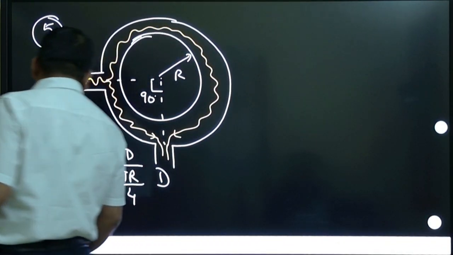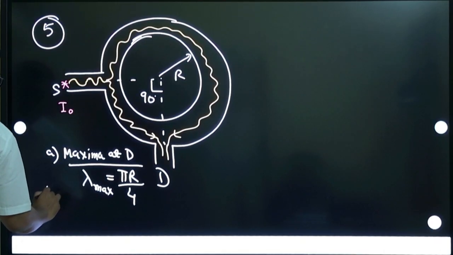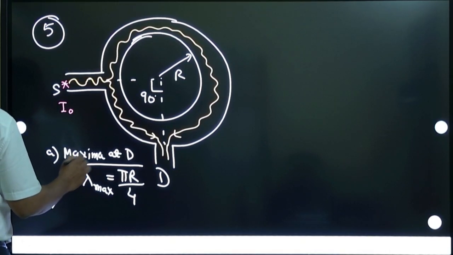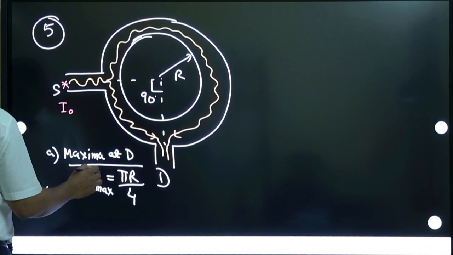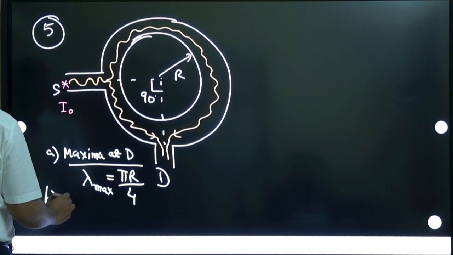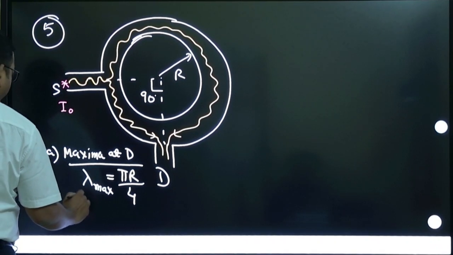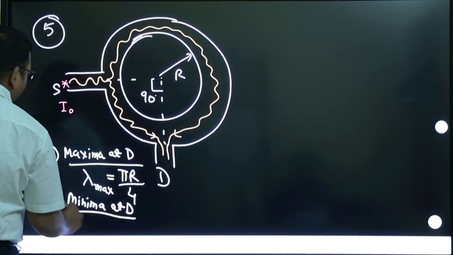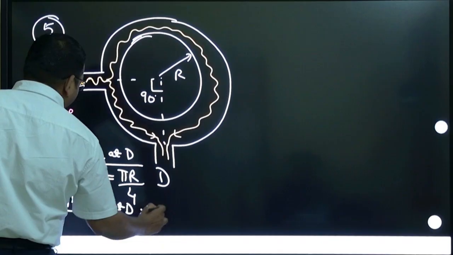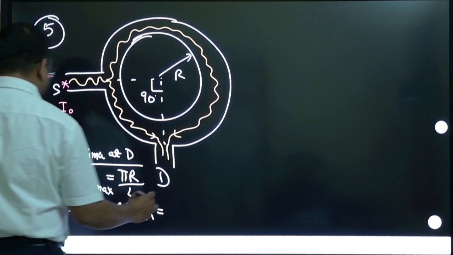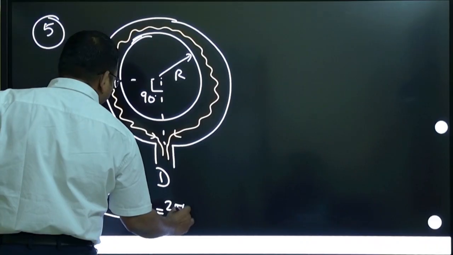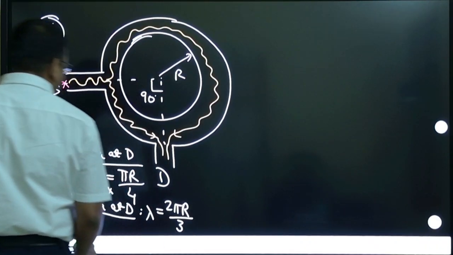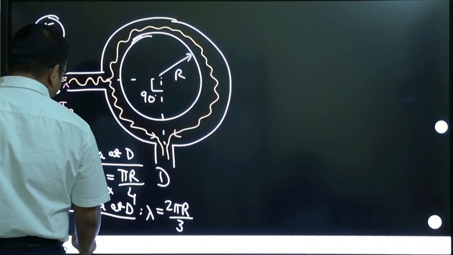Other options also I will write. Minima is formed here, then the magnitude of wavelength may be... So they are saying minima is happening at D, minima at D. So wavelength may be given as 2 pi r by 3. Okay, then what else?